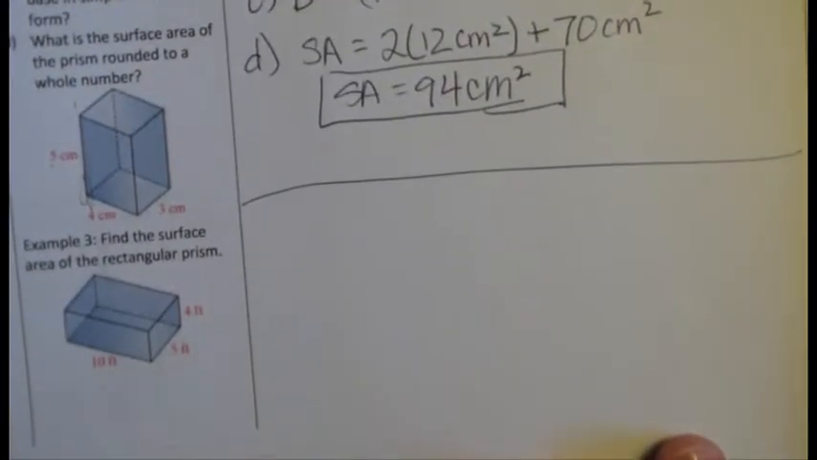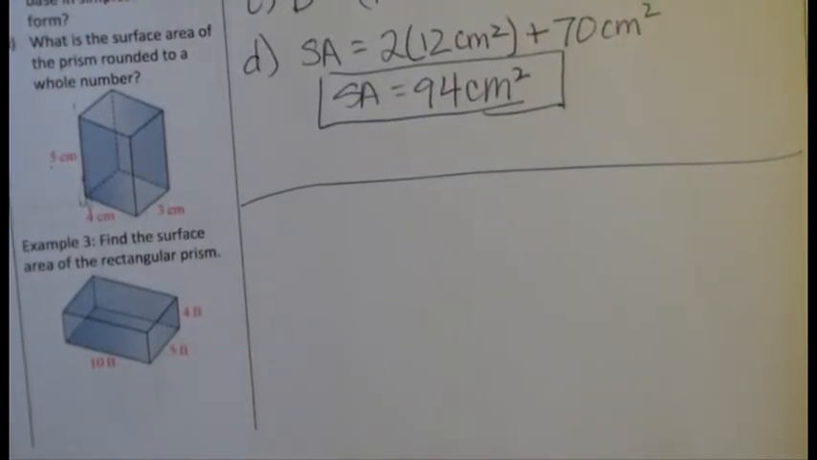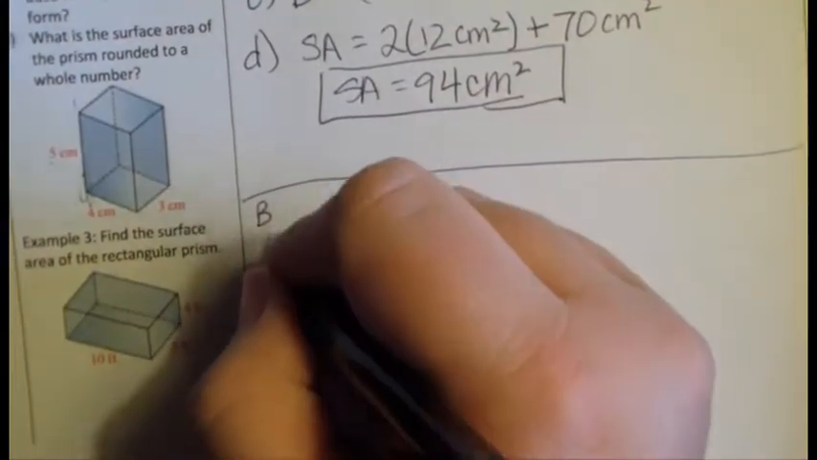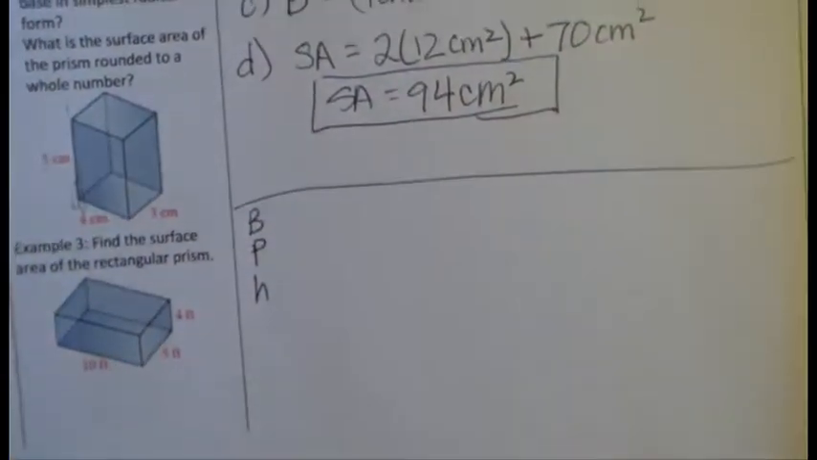And example 3, find the surface area of the rectangular prism. Same thing we've been doing, except this time it doesn't break it down into 4 different steps. So the things we need to know to be able to plug into our formula, we need the base area, we need the perimeter, and we need the height.